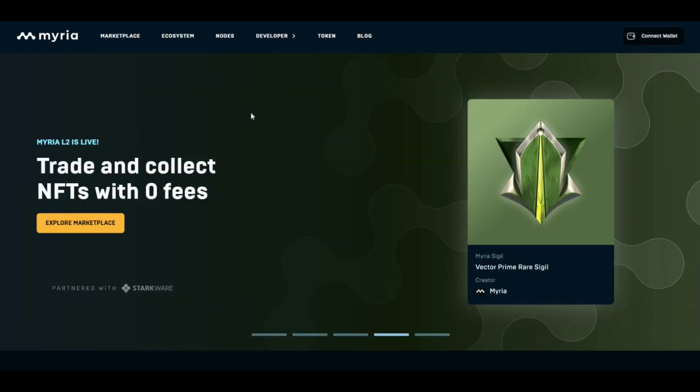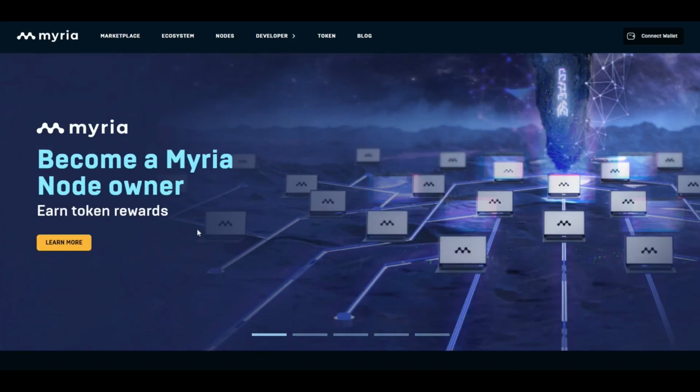Okay, so if I load up the website here, let's just bring this back. Okay, so what is Myria? It's a blockchain gaming platform. It offers zero gas fees for trading and also instant transactions. It's an Ethereum layer 2 solution. It provides a number of benefits for gamers, developers, and so on.